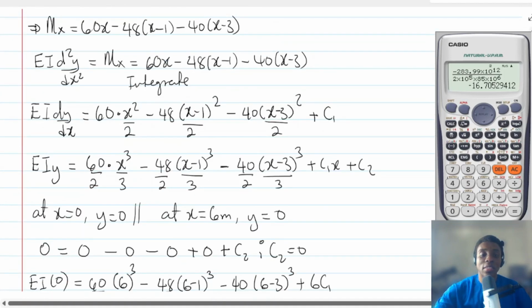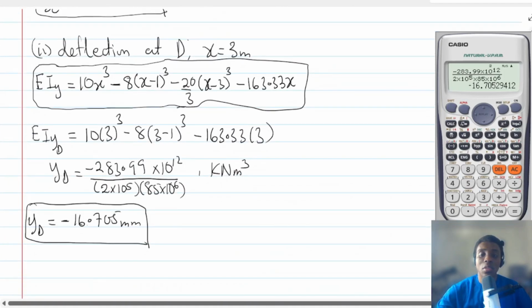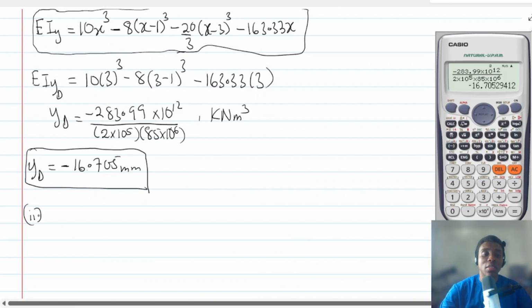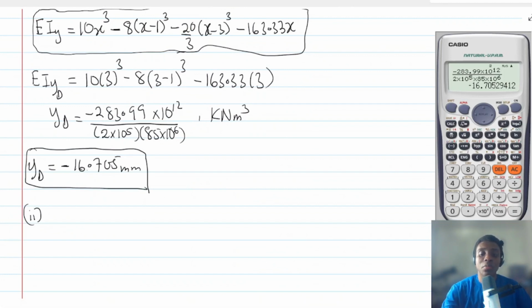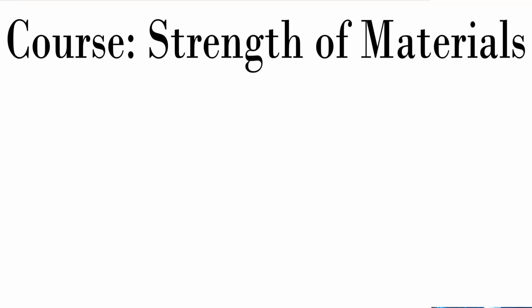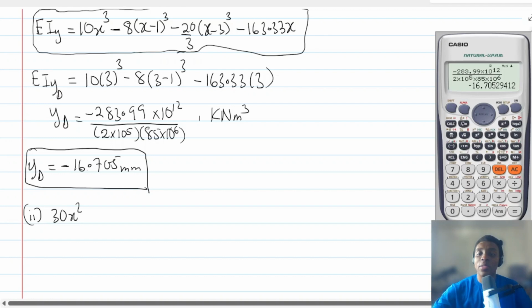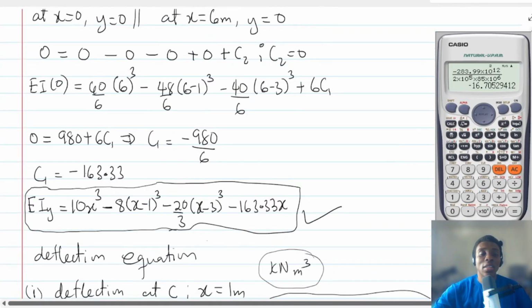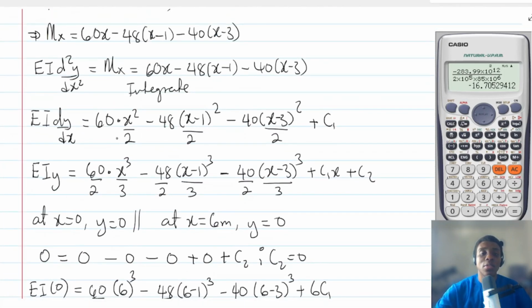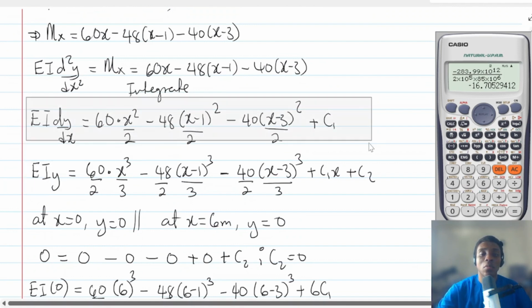Okay, so let me write it. So the maximum deflection is going to be 30 x squared. Okay, let me go back to the slope. We said that at the maximum deflection, the slope is 0. So 30 x squared, that is to say 60 divided by 12. Let me copy this one. Okay.